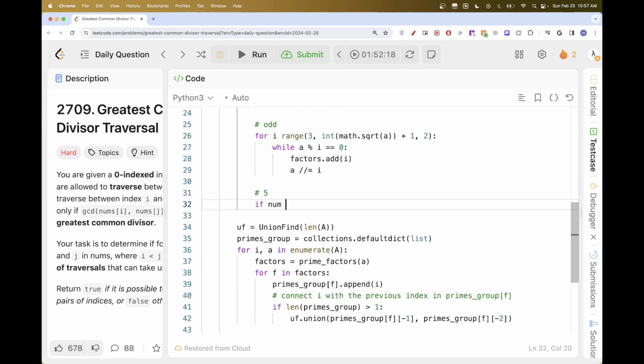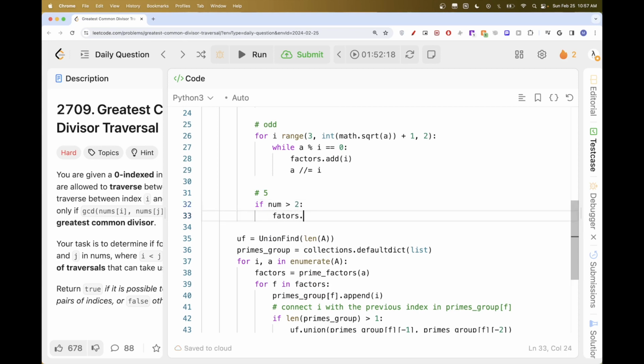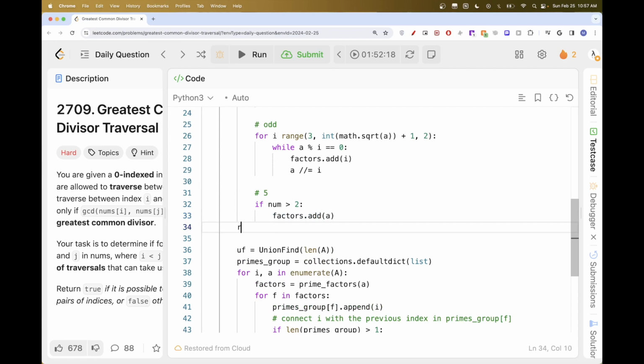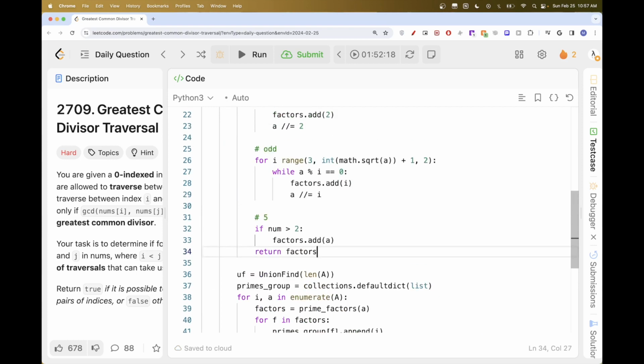So in that case, we check if the number is bigger than 2. That means the number itself is a prime factor. So we want to add it. Factors, add A. Okay. And then at the end, we just return factors. And that's pretty much it, the implementation of the prime factors function.